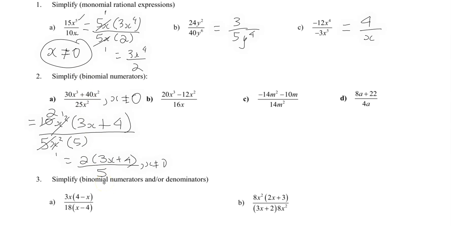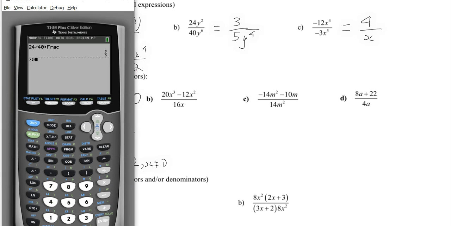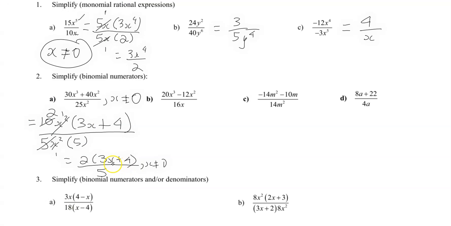So for example, let's say x was 1. That would give us 30 plus 40, which is 70 over 25. 70 over 25 is 14 over 5, right? We'll put a 1 in here. 3 times 1 is 3, plus 4 is 7, times 2 is 14, over 5. They will be equivalent. They're equivalent rational expressions as long as x is not equal to 0.